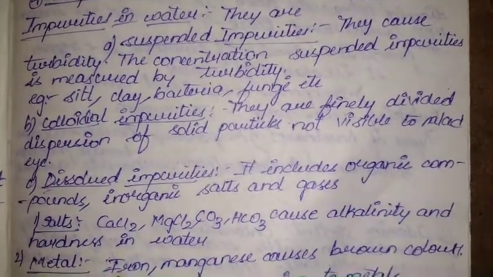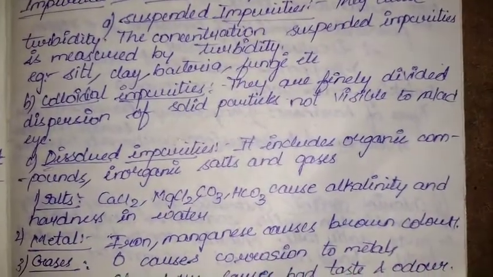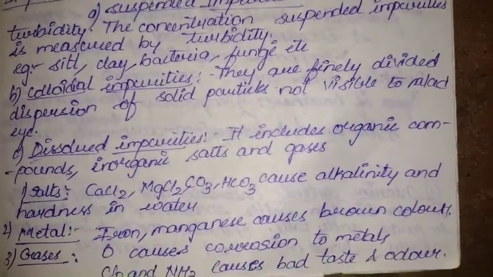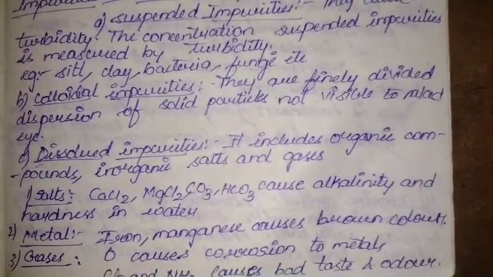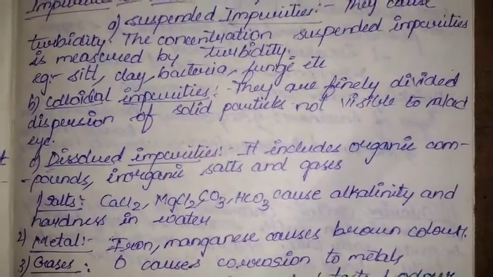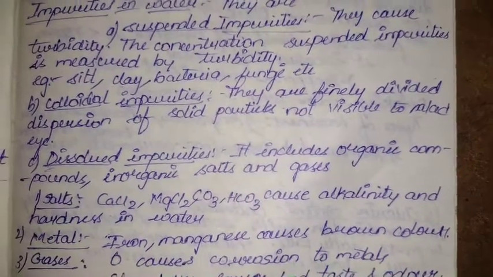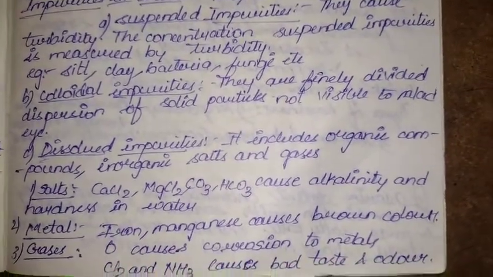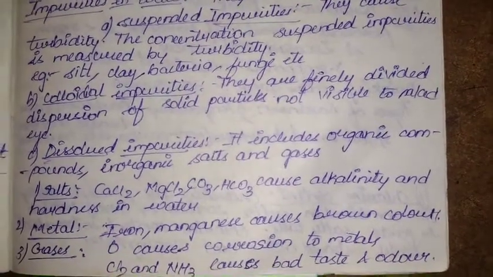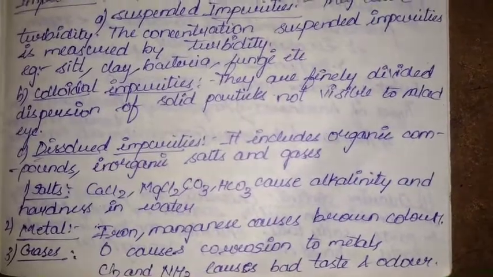We have impurities in water, and it is very important to know the difference, as I did not explain this in turbidity or the color parameter. Here I'm explaining the difference between suspended, colloidal, dissolved, and all that. So first one, we have suspended. They cause turbidity, as I already explained. The concentration of these suspended impurities is measured by turbidity. Suspended particles are those which will move in water, which we can see with our naked eye.